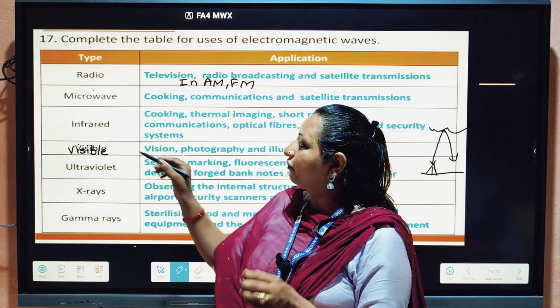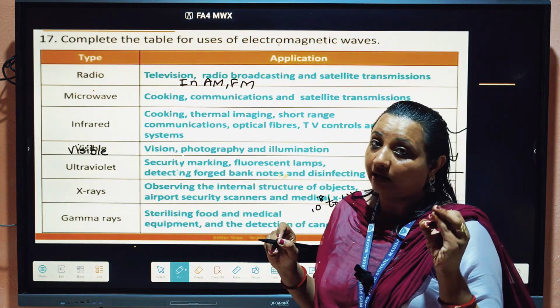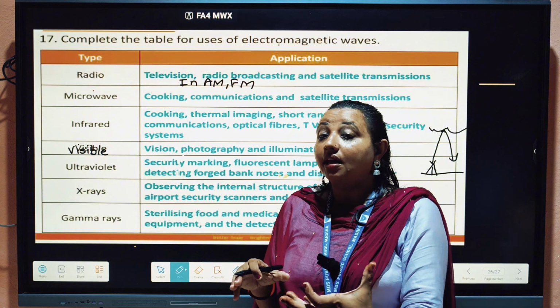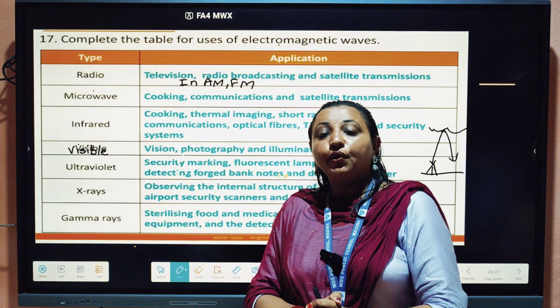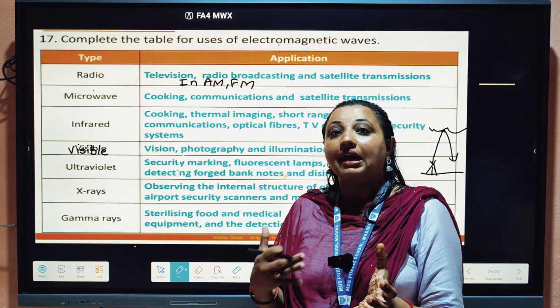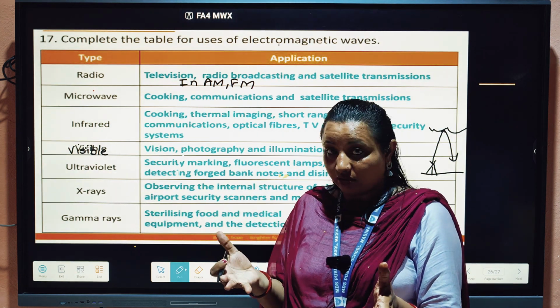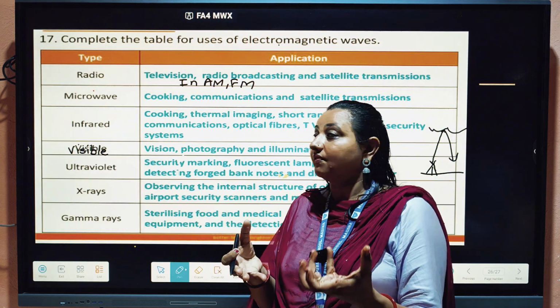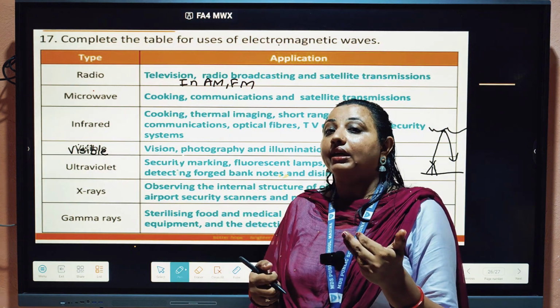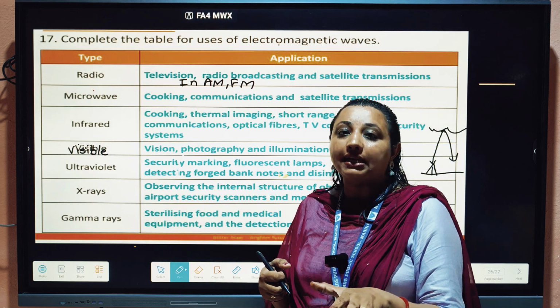Then we have infrared waves. Infrared rays are also known as heat waves. Why are they known as heat waves? They are produced by the fast or rapid motion of atoms and molecules. The waves that are produced because of the motion of atoms and molecules are infrared waves. They are also known as heat waves because they produce heat energy.